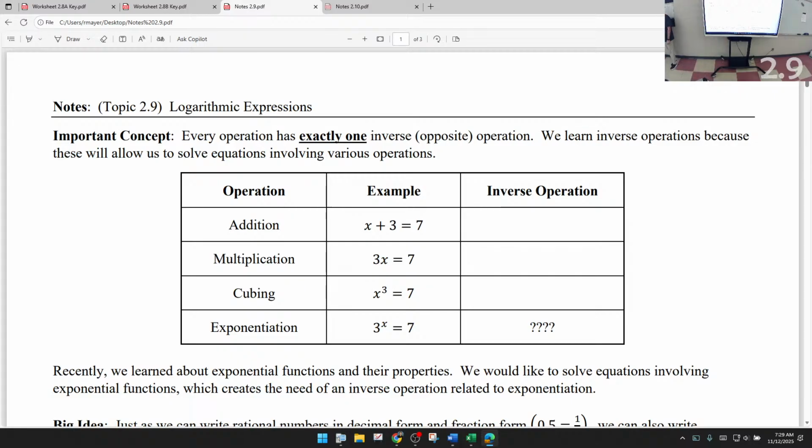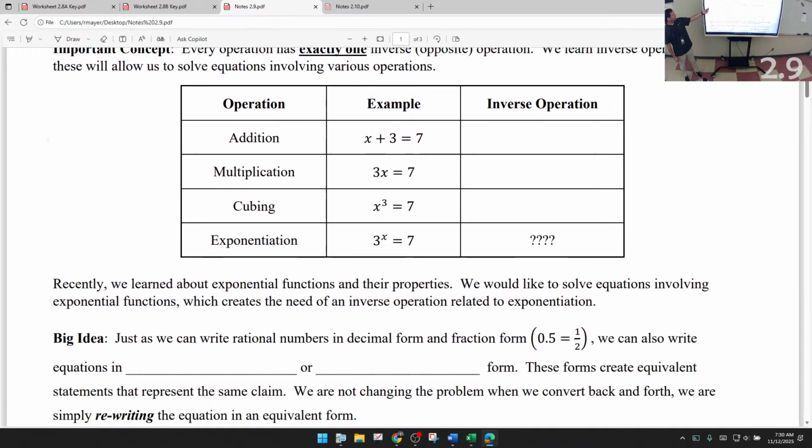2.9 and 2.10. We got to catch up on the day that we spent an extra day reviewing. I think it's pretty easy to put these two together. Again, most of this stuff you guys have seen. You guys have seen logs before. We just got to make sure we incorporate the knowledge that you know already into this information.